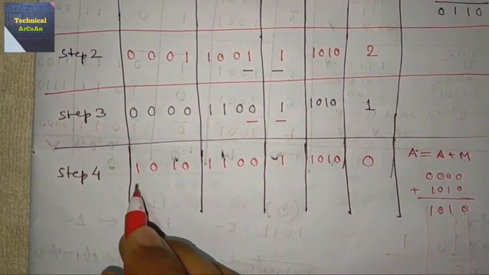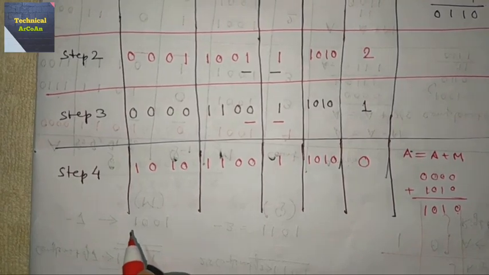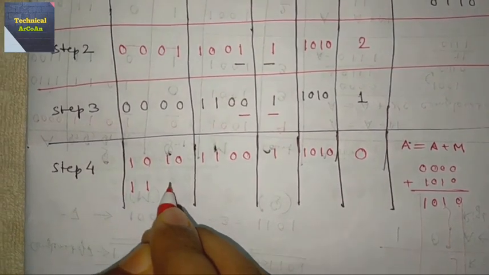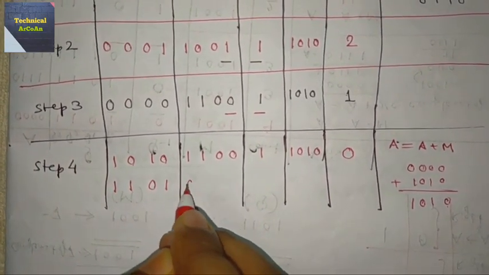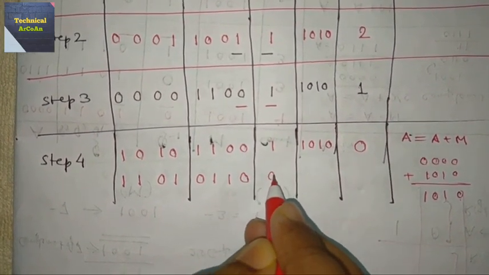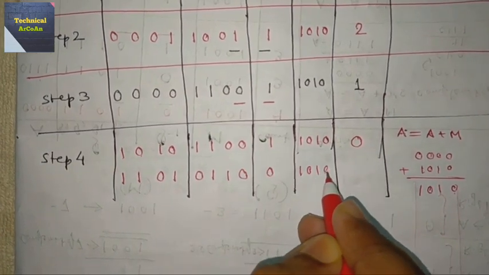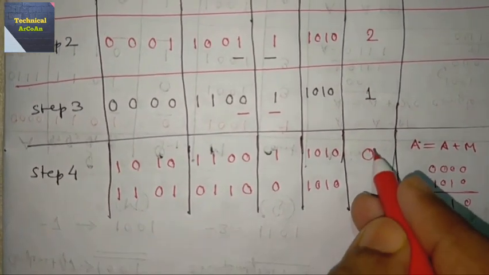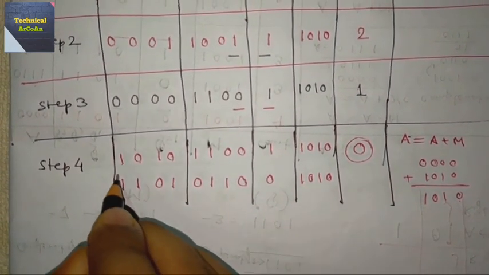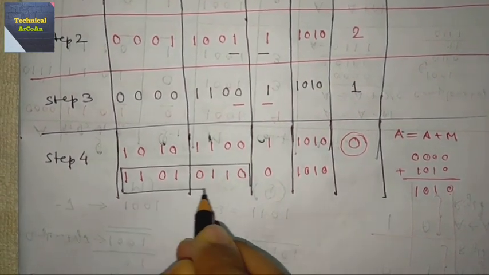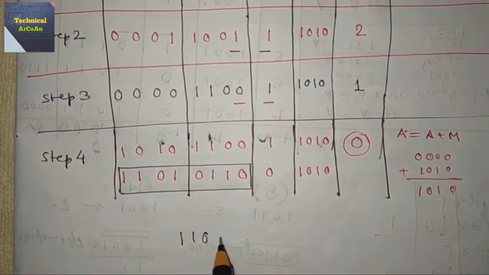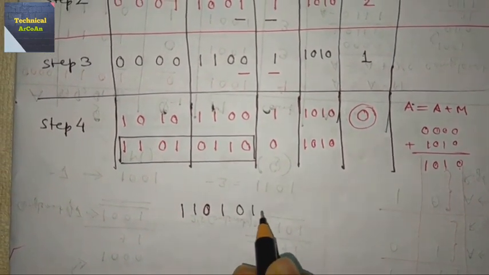Okay, and now what do we do? The shift right operation. Each bit moves one position to the right, and M will be the same. Now the count value is 0, so we stop our calculation. So what is the result? The result is 1 1 0 1 0 1 1 0.